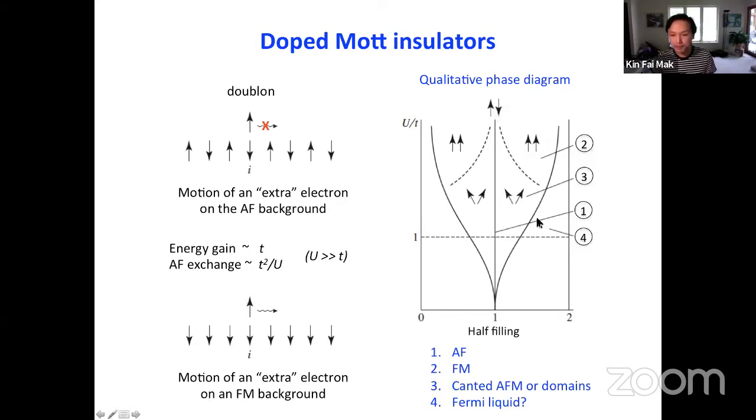And in between, of course, things could become more complicated and the spins can be canted and things like that. But in general, it's a very rich phase diagram that would be predicted by just considering some basic physical principles for what will happen for a Mott insulator, and for a Hubbard model.